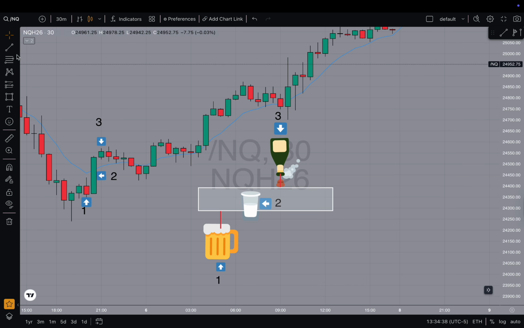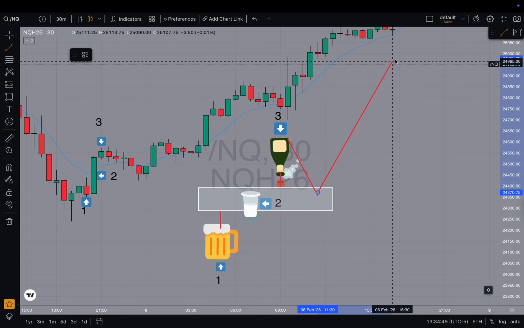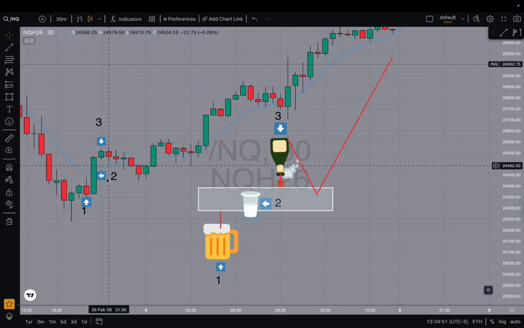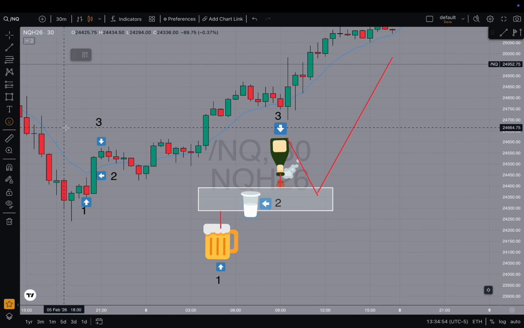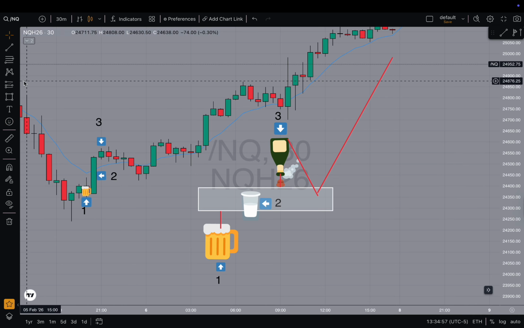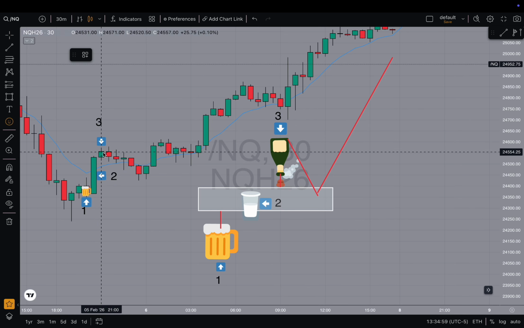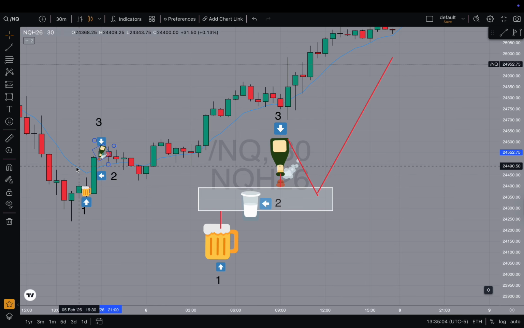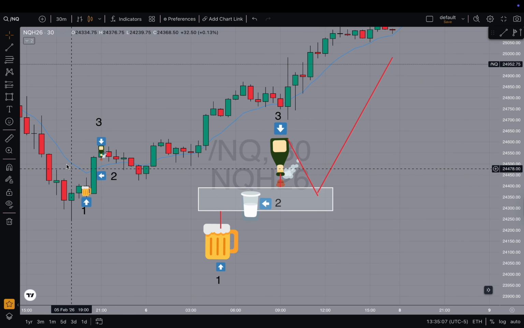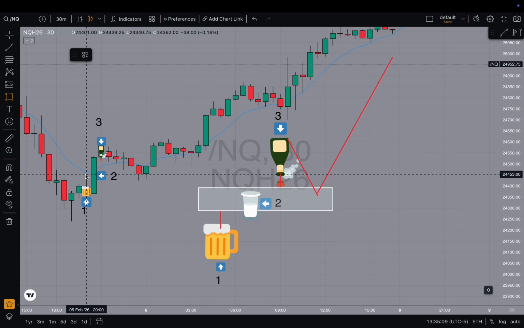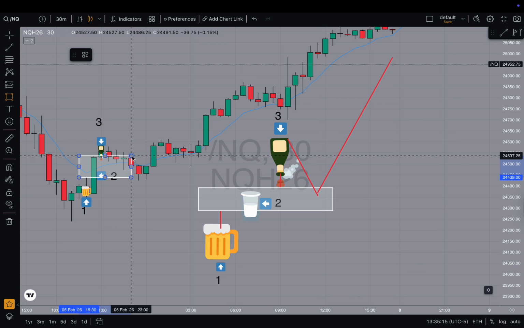Now, most of the time, not all the time, you're going to see that it comes back, drinks some water, so it can keep going up and drinking more liquor. It's the same thing with this chart over here. Right here, you have your Hennessy. Right here, you have your Don Julio. Now you rotate it. We mark out the top of the first candle and the bottom of the third candle.